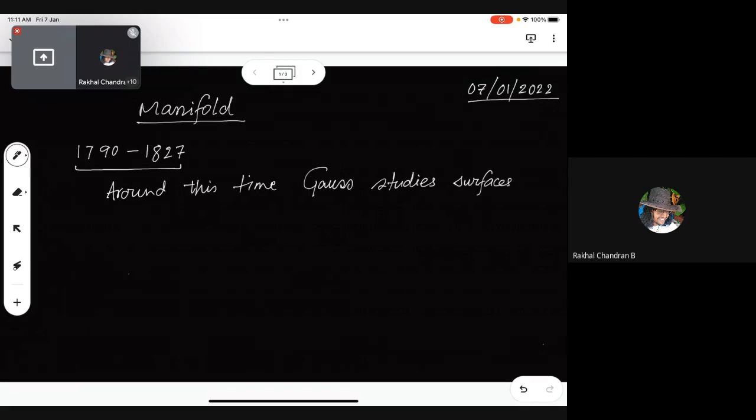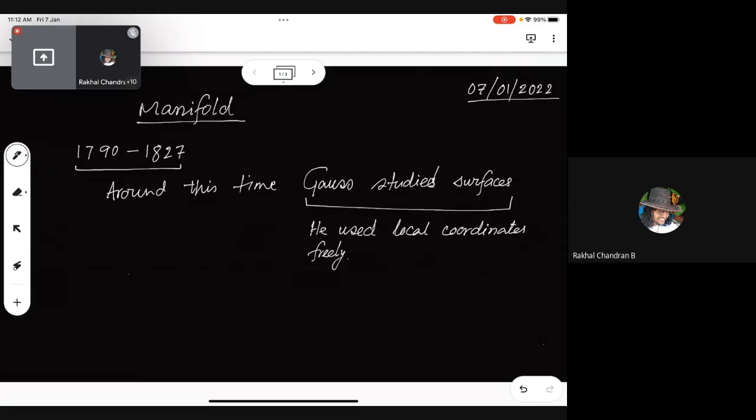right? So of course, before that, people have studied about curves. Most of you have seen in curves and surfaces course. So it was Gauss who studied surfaces, and what was interesting is here in this study of surfaces, he used local coordinates freely. Which means by that time, so I think there is a paper around this state where he used local coordinates. So that means he knew about this local coordinate, which means about the notion of chart. Of course, not the name, but the notion.